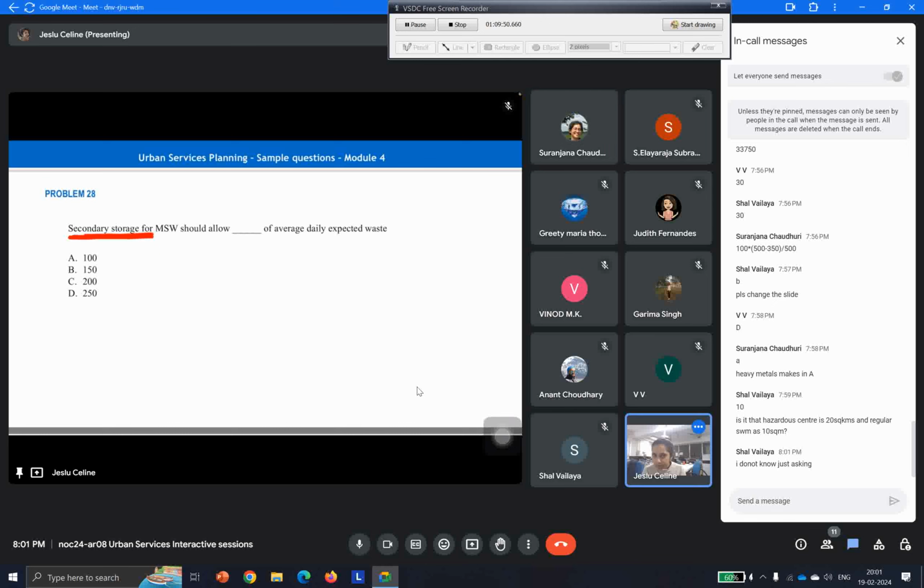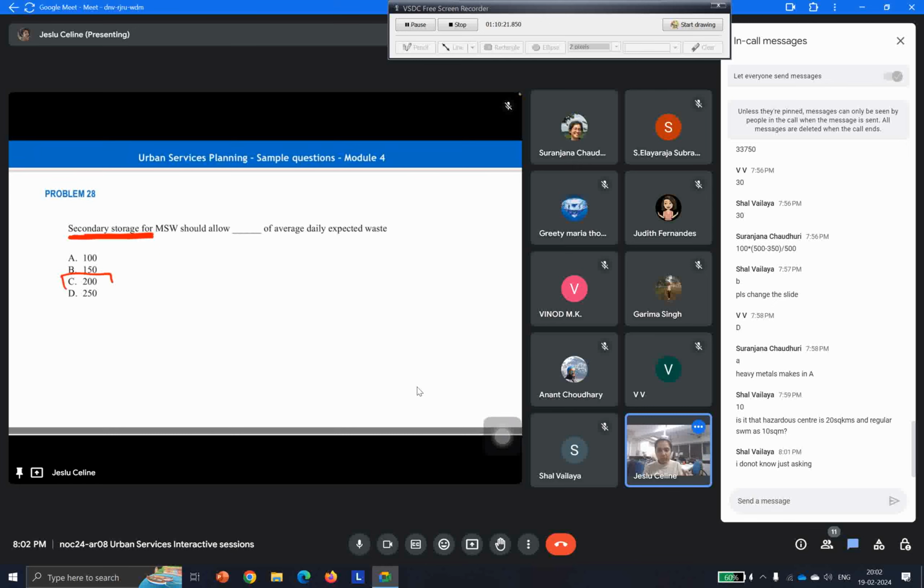Spare capacity. Yeah, so you're talking about secondary storage. So that would be 200? Correct. Secondary storage has to be at least double. Yes, 200%. So the answer to this one is 200%, because we are talking about the additional.